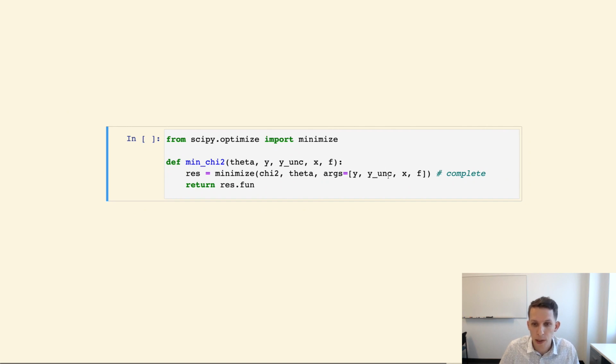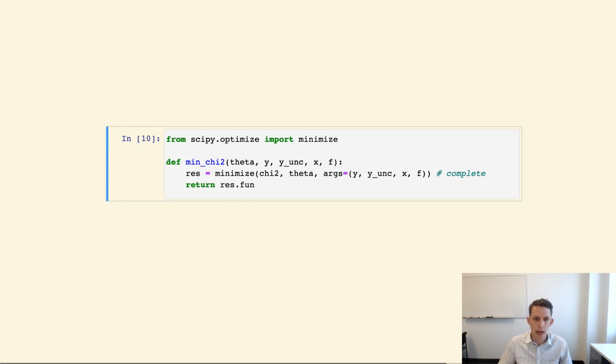All right, so in our case, we want to complete this line here. And we have a little typo. That should be parentheses instead of brackets. But we're going to pass in the function that we just created, chi-squared. We're going to pass in the variable that can be varied. That's theta. And then we need to pass in the arguments, basically the data, which are going to be used to condition the model. Okay, then we can execute that.